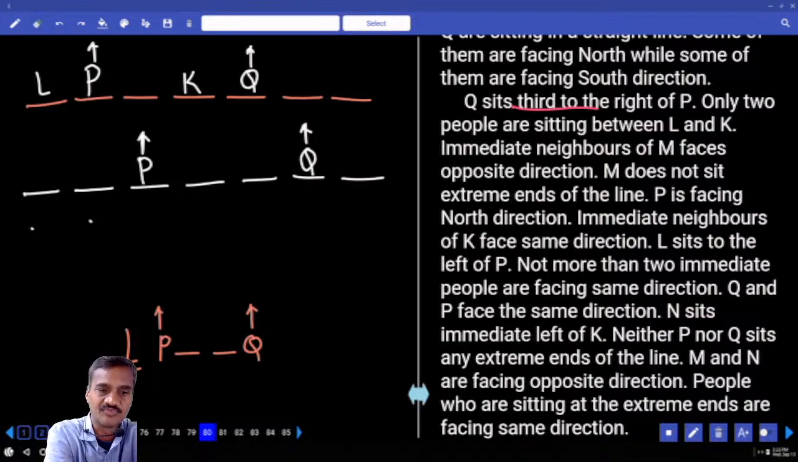Immediate neighbors of M face opposite. M's neighbors are opposite. M does not sit at the extreme end of the line. And P is facing north direction.